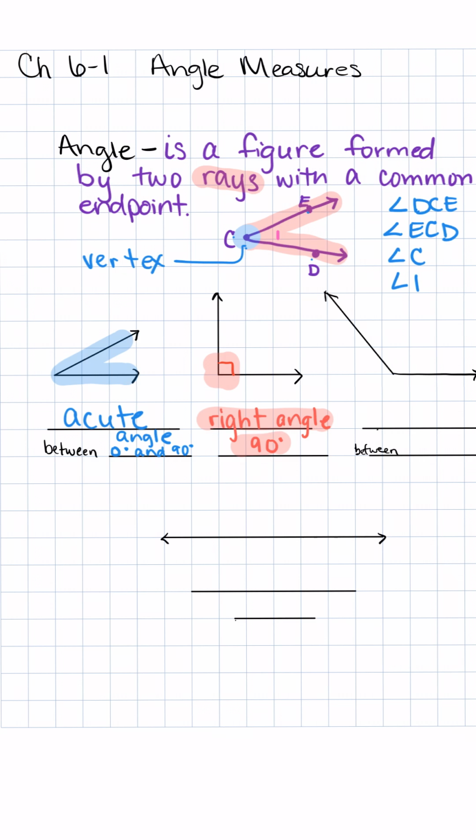And then this next one you can see is bigger than 90 degrees, right? 90 degrees would be straight up and down here. So this is bigger than 90 degrees, and this is called an obtuse angle. An obtuse angle is between 90 degrees and 180 degrees. Okay, so that's obtuse.